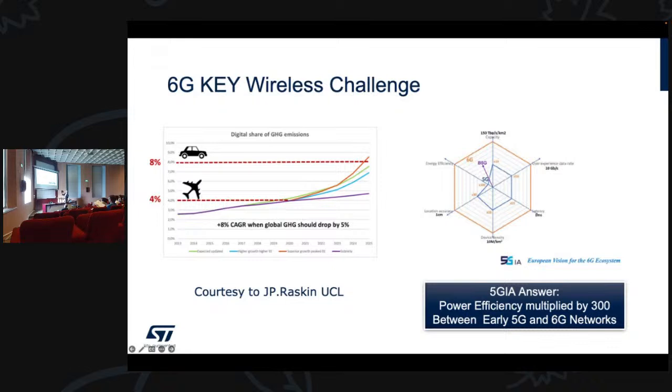So with this, organizations like 5G AI, which is a European organization for the 6G ecosystems, forecast to increase the power efficiency in the telecommunication network by a factor of 300 between 5G today and the 6G network, which is huge.